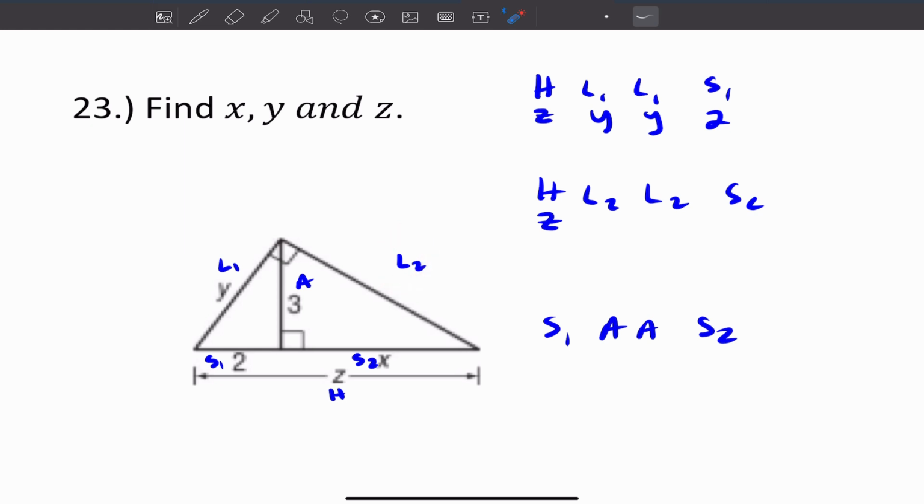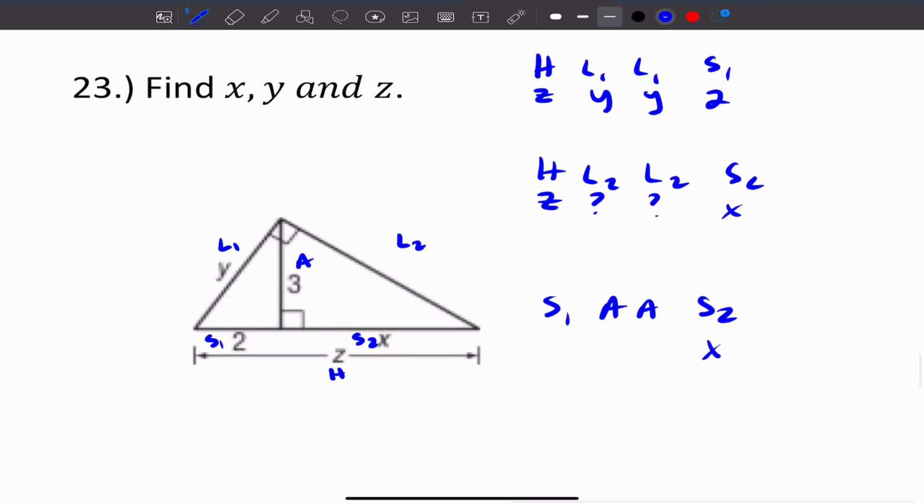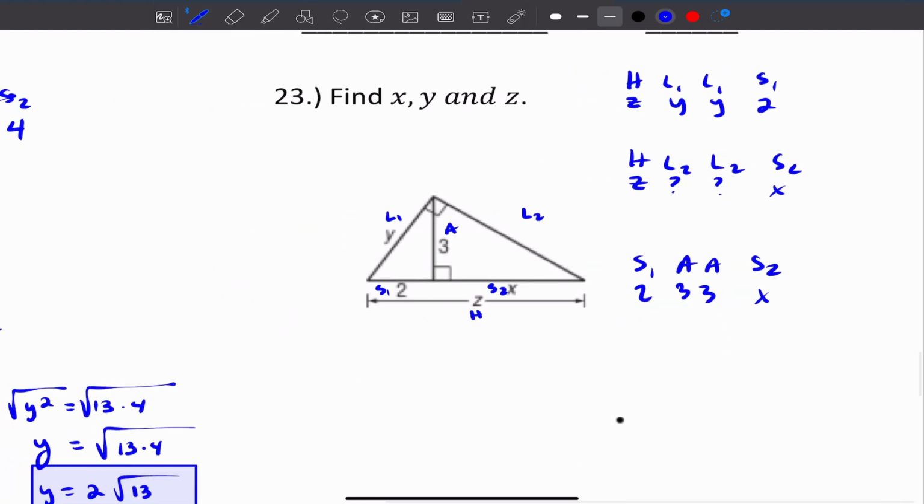Leg 2 is, we don't know what leg 2 is, so put a question mark there. And segment 2 is, where's segment 2? That's X. Okay, cool. So segment 2 is X, and we know that segment 1 is 2. Altitude is 3.